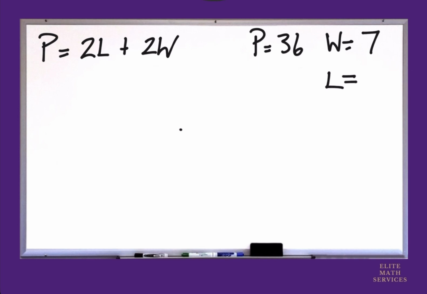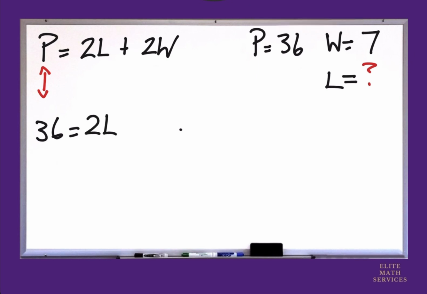So what we do with these numbers is we just substitute them. So we're looking for the length. That is how long something is. The width is how wide something is. So we're going to plug in these numbers. So where we have the P in this formula, we're going to go ahead and substitute that for 36 because the perimeter is 36. We don't have our length because that is what we are looking for.